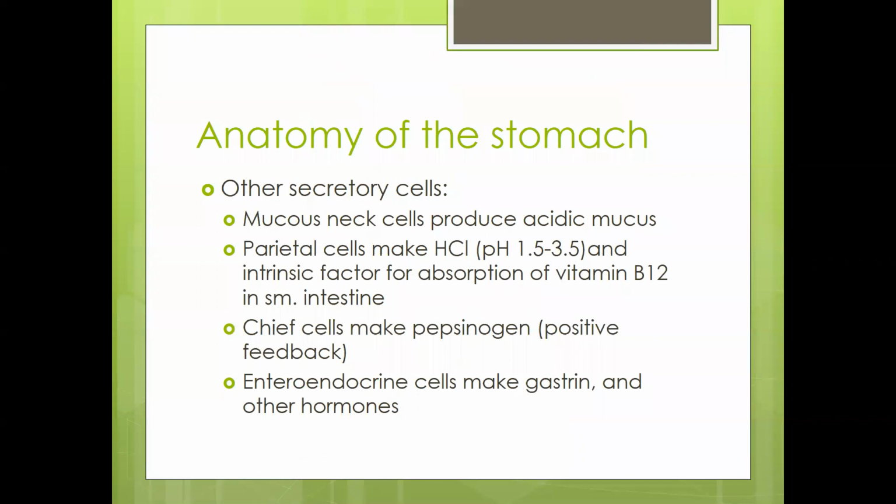Okay, so if we go back to our notes, we've got mucous neck cells producing a little bit of acidic mucus, not the alkaline that we find in the goblet cells of the rest of the lining of the stomach. Parietal cells make hydrochloric acid and intrinsic factor. We talked about intrinsic factor back when we were doing blood and how vitamin B12 is necessary for proper red blood cell production. And your body cannot absorb vitamin B12 if it doesn't make intrinsic factor.